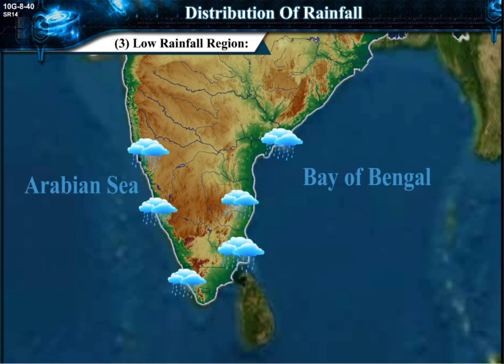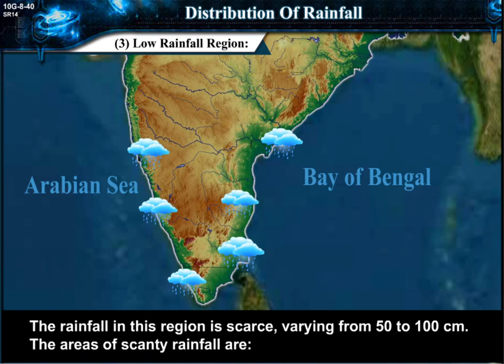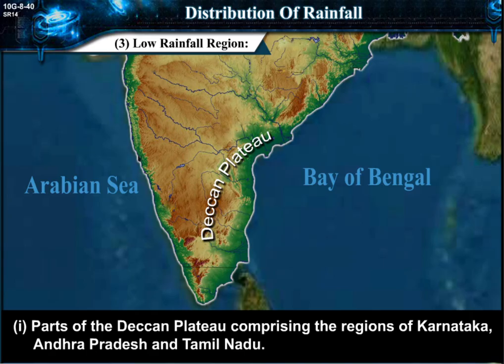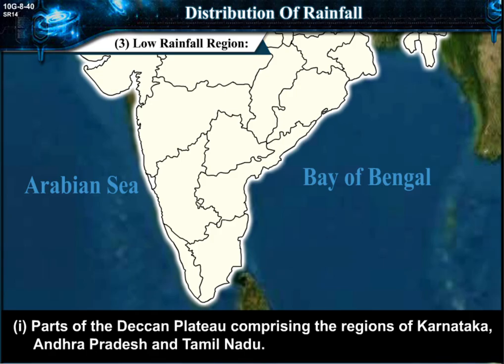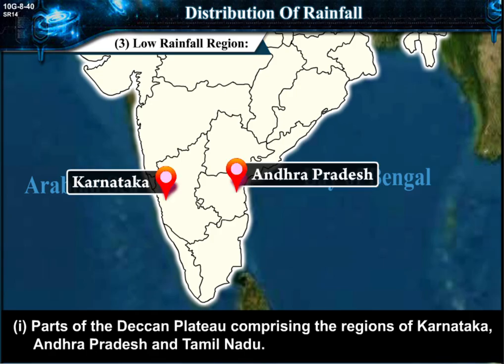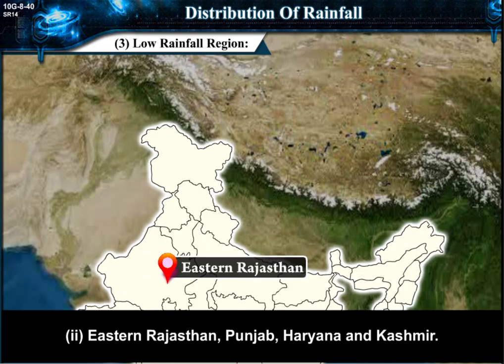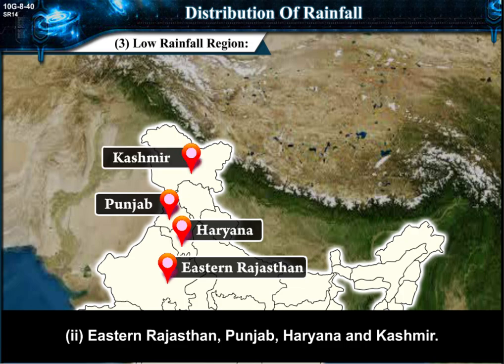3. Low rainfall region. The rainfall in this region is scarce, varying from 50 to 100 centimeters. The areas of scanty rainfall are, first, parts of the Deccan Plateau comprising the regions of Karnataka, Andhra Pradesh and Tamil Nadu. Second, Eastern Rajasthan, Punjab, Haryana and Kashmir.